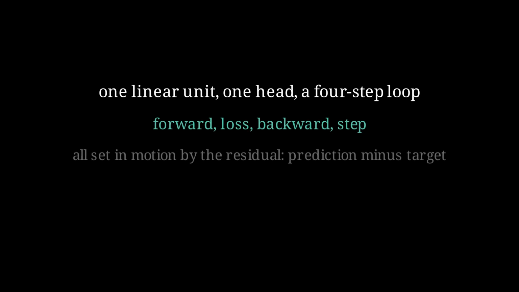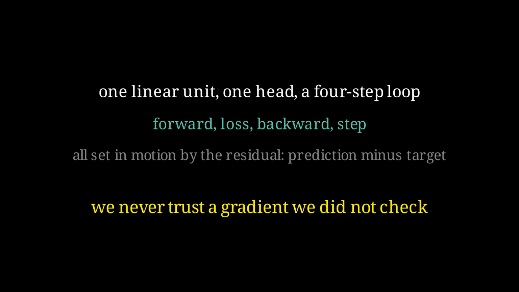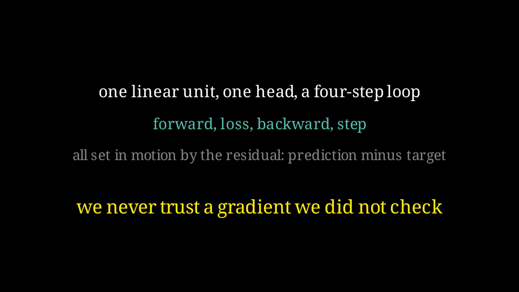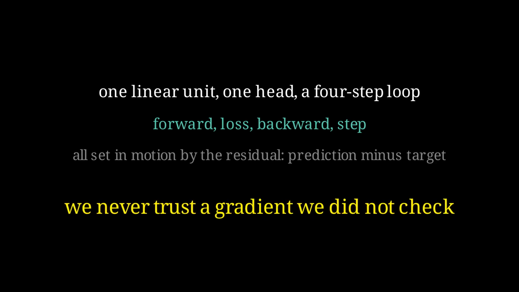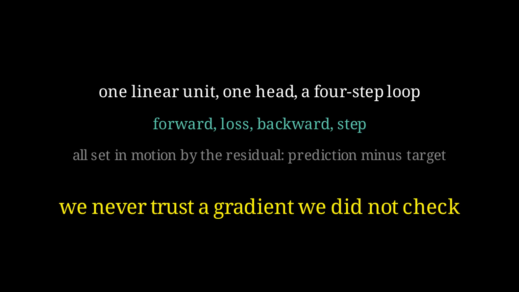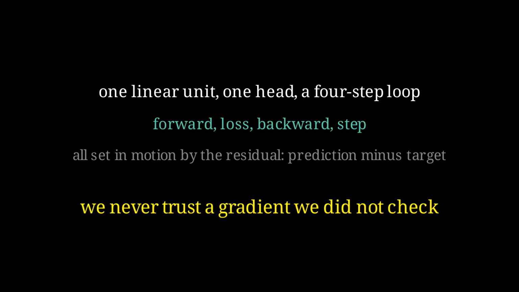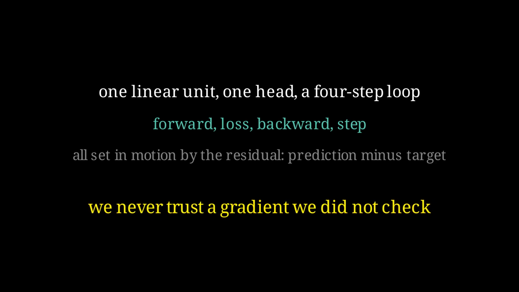And that is a neural network, trained from nothing. In pure Python, you could have written yourself. One linear unit, one head, a 4-step loop: forward, loss, backward, step. And the single quantity that set everything in motion was the residual, the prediction minus the target. We built every piece but one. We assumed, without proof, that the backward pass hands us the right gradient. Next episode, we stop assuming. We derive that backward pass by hand and check it against the numbers, because from here on, in this series, we never trust a gradient we did not check.